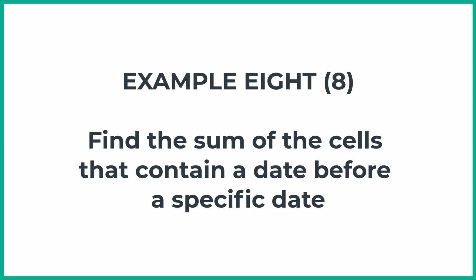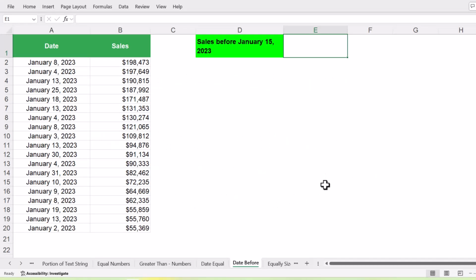Continuing our exploration of using dates as criteria, let's delve into how to calculate the sum of sales occurring before a specific date. In this example, we'll focus on summing sales that happened before January 15th, 2023, using the less than or equal to comparison operator. Assuming we're working with the same dataset as in our previous example, which includes sales data for the month of January, our objective now is to identify and sum all sales entries prior to January 15th, 2023.